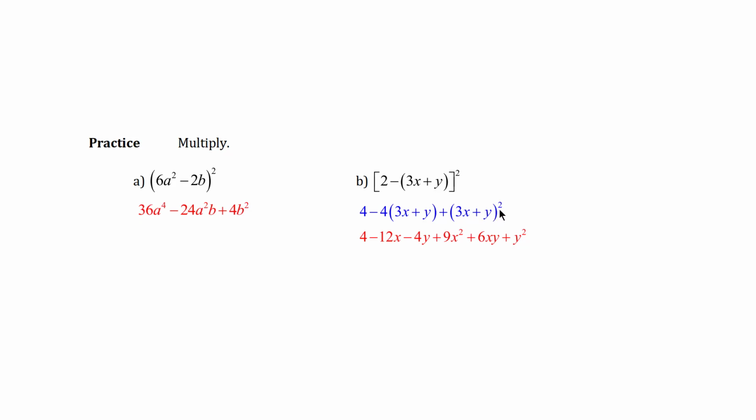Next, we bring down the 4, and then we do the distribution with the minus 4 and the 3x plus y. We get negative 12x minus 4y, and then finally we apply our perfect square formula to the last term. When we square 3x, we get 9x squared. Squaring y, we get y squared. Multiply the 3x and the y together to get 3xy, and then double it, so this is 6xy. The final result for our answer is 4 minus 12x minus 4y plus 9x squared plus 6xy plus y squared.